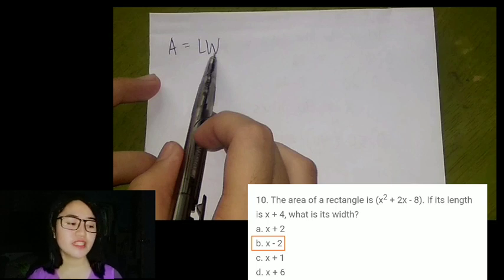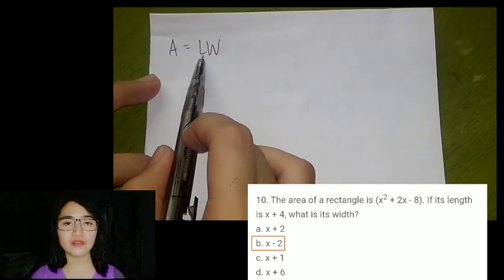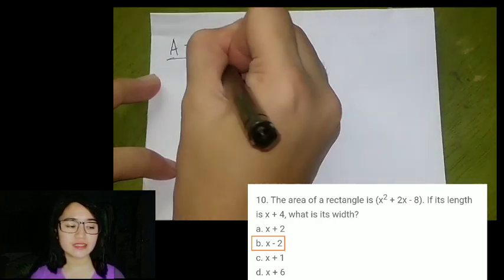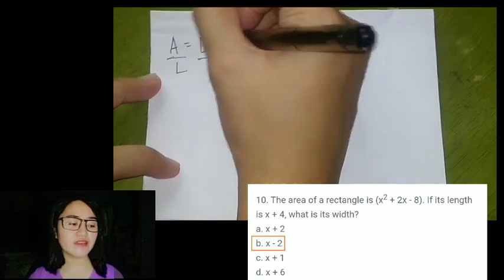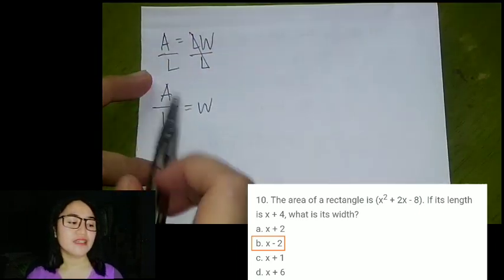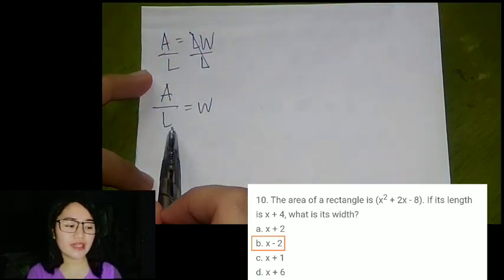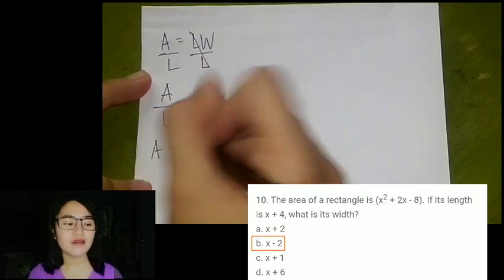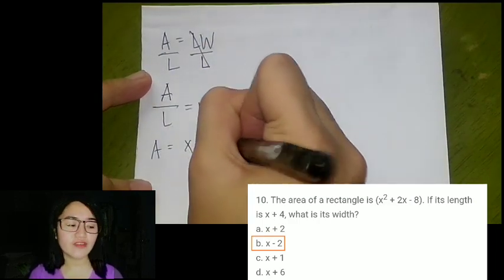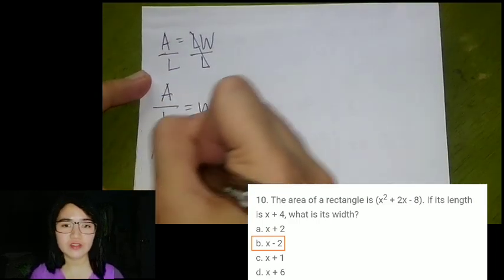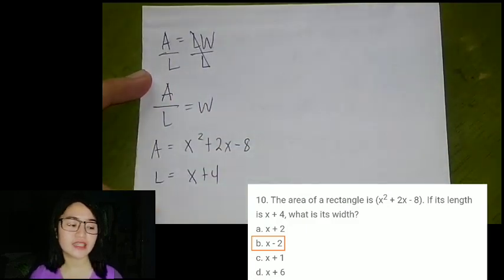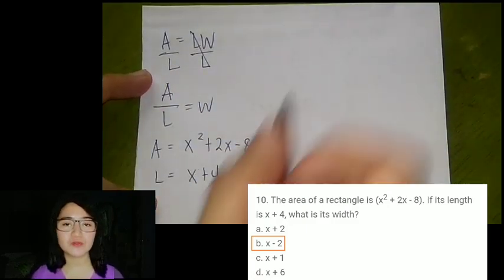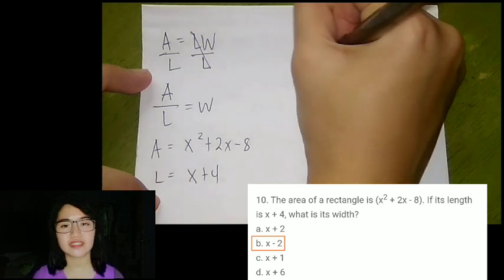So, mula dun sa formula na A is equal to length times width, ang goal natin dyan is maiwan yung W sa isang side. So, that is by dividing both sides by L. So, pag dinivide na yung both sides by L, ang matitira na lang sa kabilang side is W, and then meron tayong formula na A over L. Meaning, para makuha natin yung width, i-divide natin yung given na area doon sa given na length, in which ang area natin is x squared plus 2x minus 8, and then ang length natin is x plus 4.